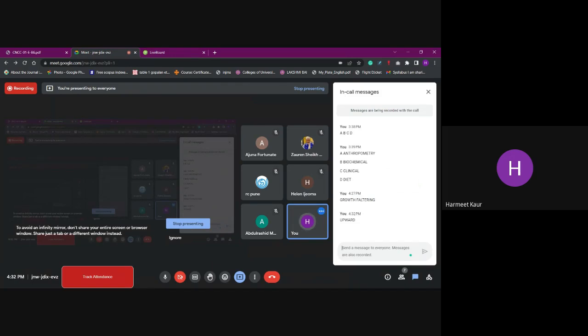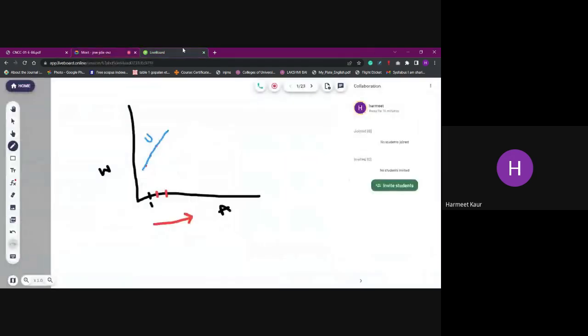Upward means what? Rising. Okay, so what does a rising curve depict? That the growth of the child is good, right? Why? Because when age is increasing, you can see that the weight of the child is also increasing. Is this clear?